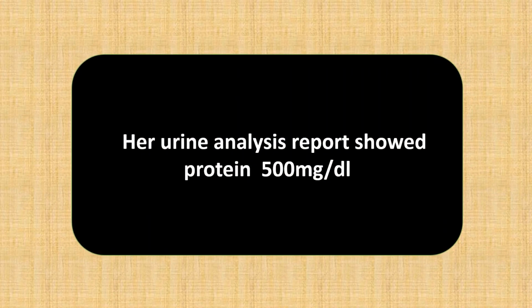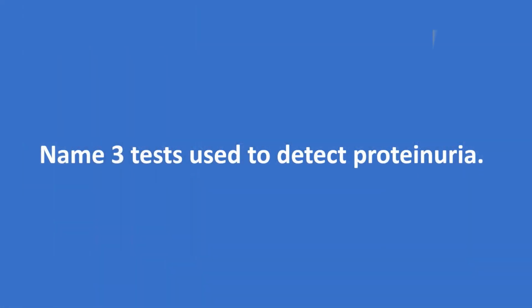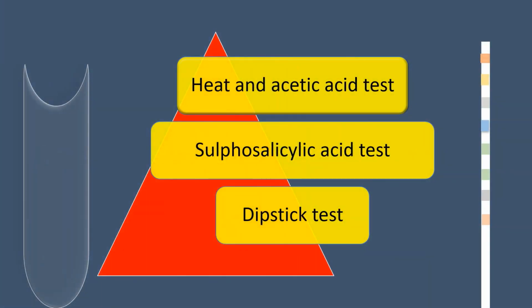Her urine analysis showed protein of 500 milligram per deciliter. So the question for you all is, how do you detect protein in urine, also called proteinuria? The answer is heat and acetic acid test, sulfosalicylic acid test, and dipstick test.